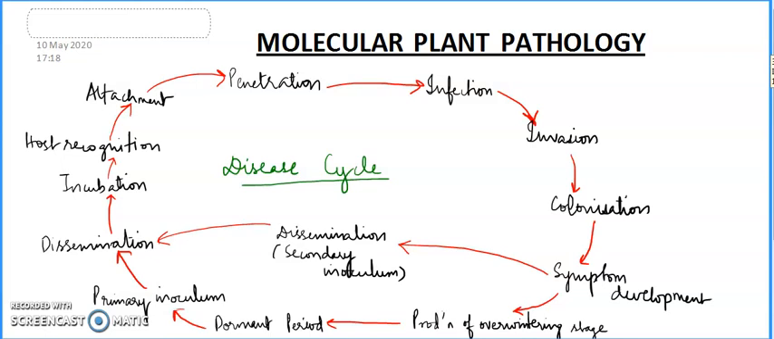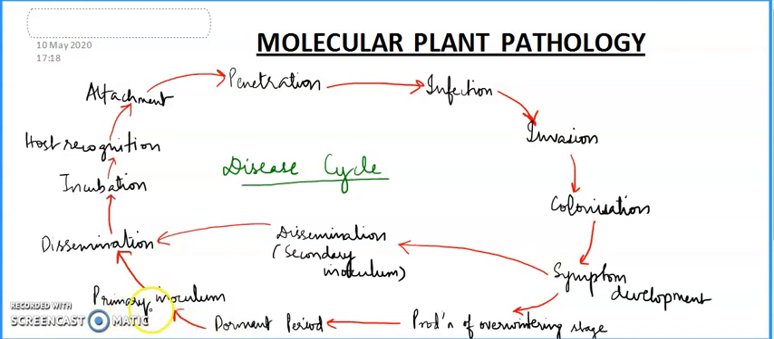Now you can see over here I have drawn the disease cycle. So let us start with the dormant period. Every pathogen will undergo a dormant period or a period when it is not active but it is alive. This period is called as perennation or it is called as overwintering. So the organism will survive in the dormant period, and when the favorable conditions arise, it forms the primary inoculum.